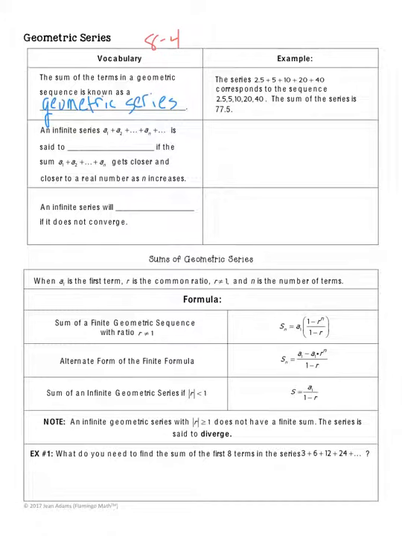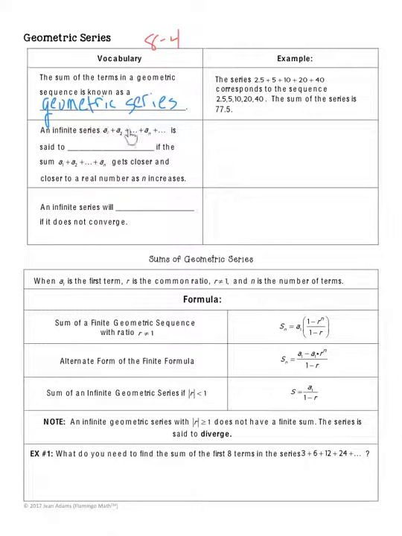And so you see here the series 2.5 plus 5 plus 10 plus 20 plus 40, that corresponds to the same sequence just with commas. The only difference really between a sequence and a series is a sequence has commas and a series has addition or subtraction signs. So the sum of this particular series, if you just add them together, is 77.5.